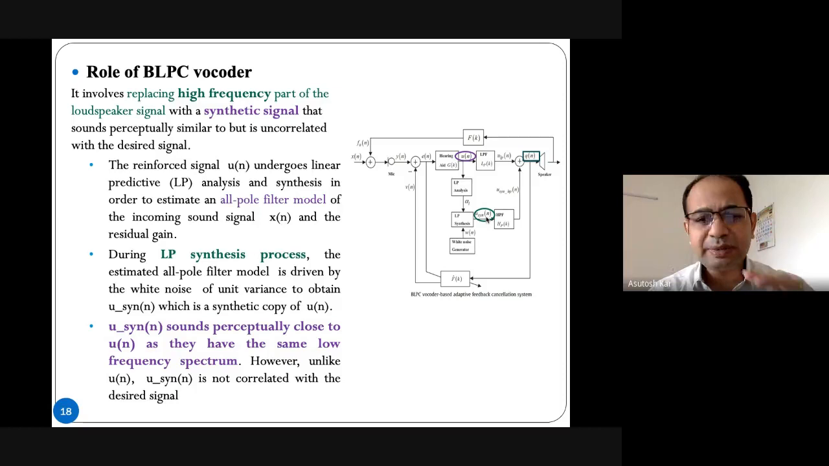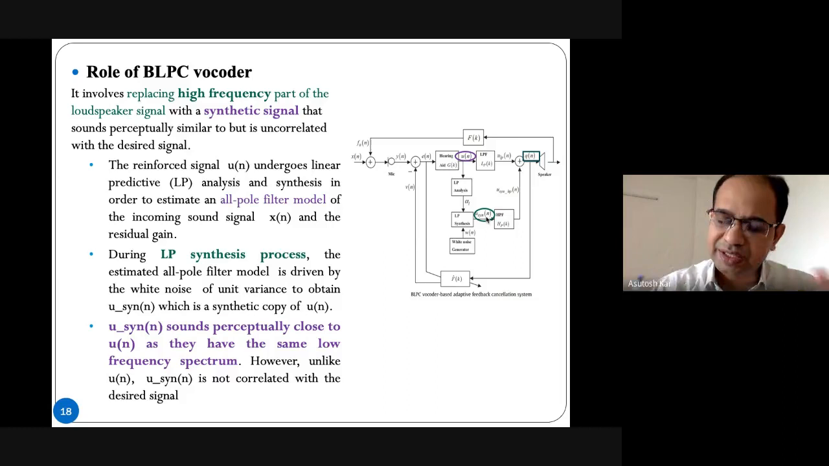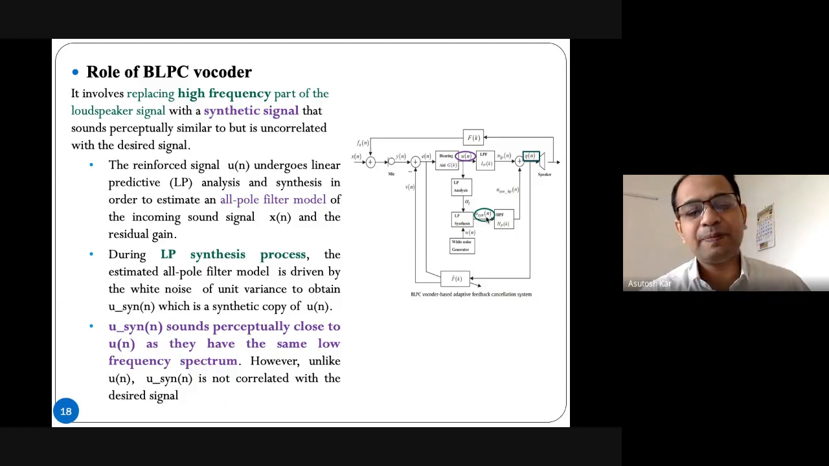So feedback occurs either at low frequency or at high frequency. The major issue for any feedback canceller, or any engineer doing feedback cancellation, is to address both the low and high frequency at the same time. The BLPC vocoder based system which I am showing you right now addresses the issue of high frequency biasing. That means it reduces the biasing, or the correlation, or the feedback at higher frequency rates.